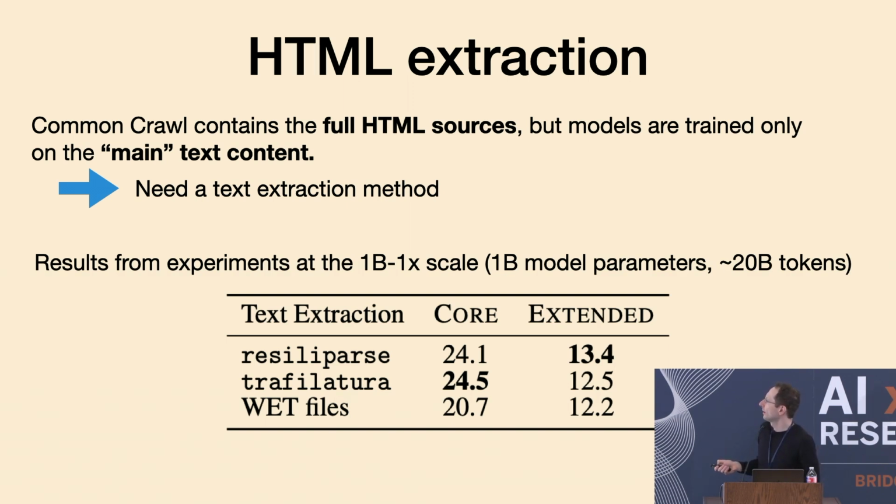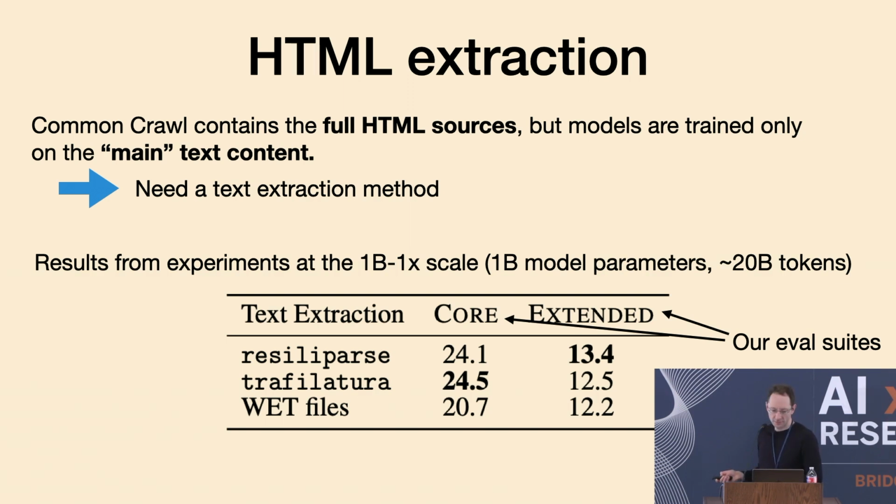So we ran two other libraries that people have used for HTML extraction, Resiliparse and Trafilatura. And those are the results. Just to make sure we can read these tables, there will be more of them. These columns here are our evaluation suite. For most of it, just look at the core column. This is the roughly 20 datasets for natural language understanding. We have extended also, which is about 50 of them. Extended tends to be a bit more noisy, so we more often looked at core.